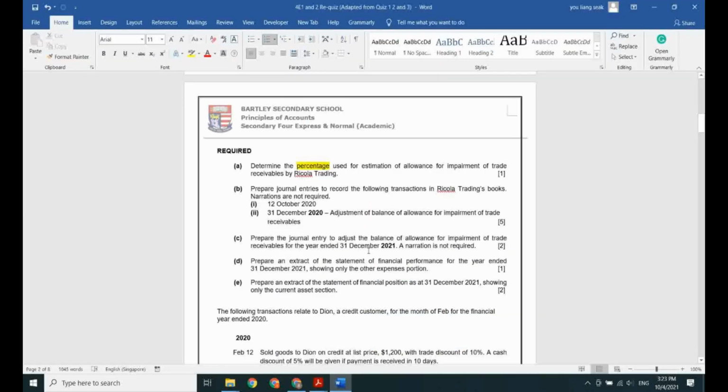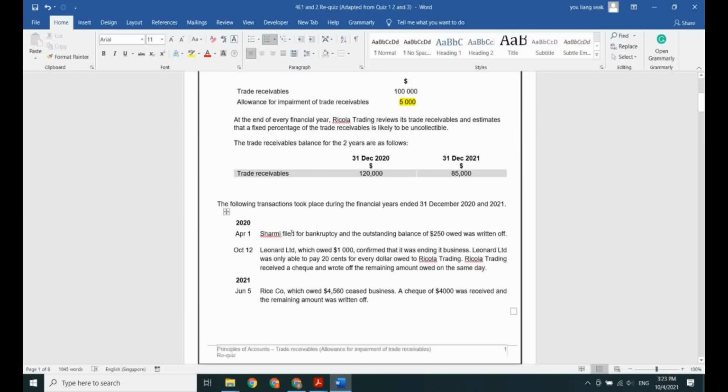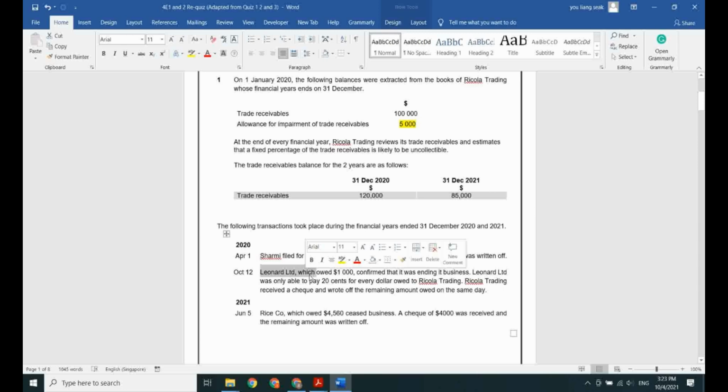So let's go back to the question. 12th October, over here, Leonard Limited, which owed $1,000, confirmed that it was ending its business. So over here, we know that the business is closing down. However, Leonard Limited is able to pay 20 cents for every dollar. And by this, the question actually means that Leonard can pay back 20% of this $1,000 debt that they owe the business.